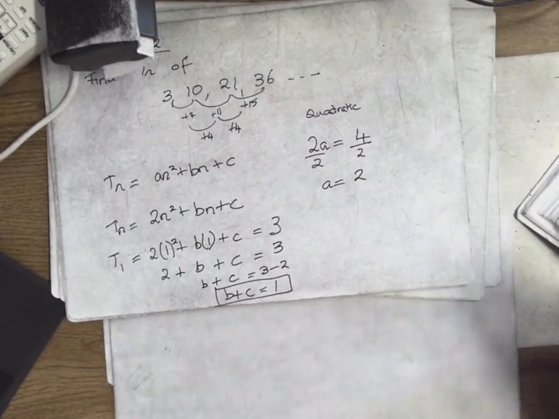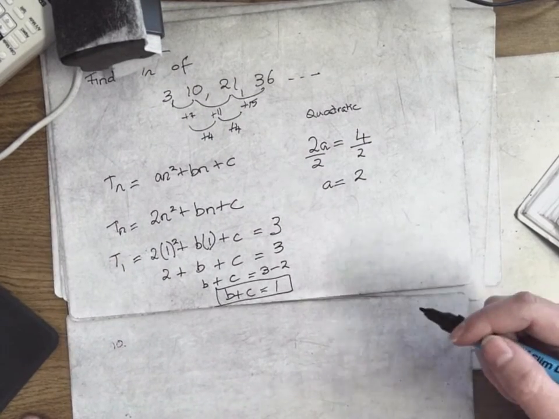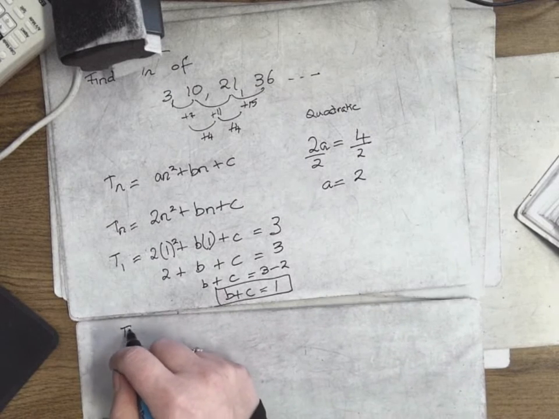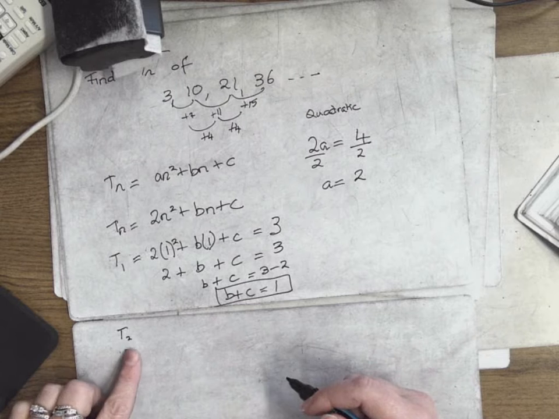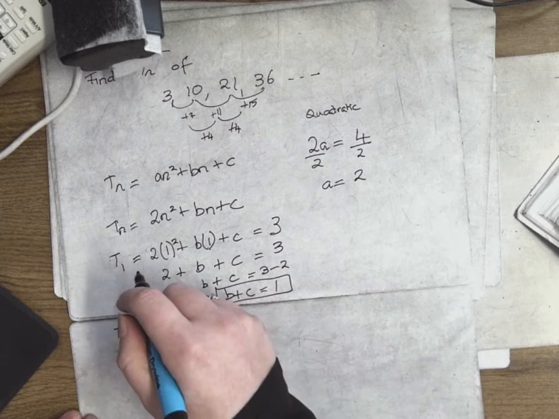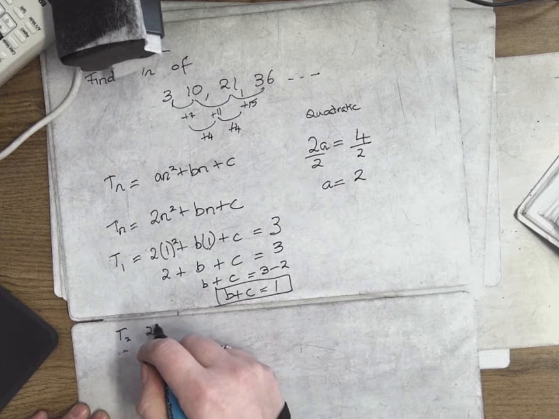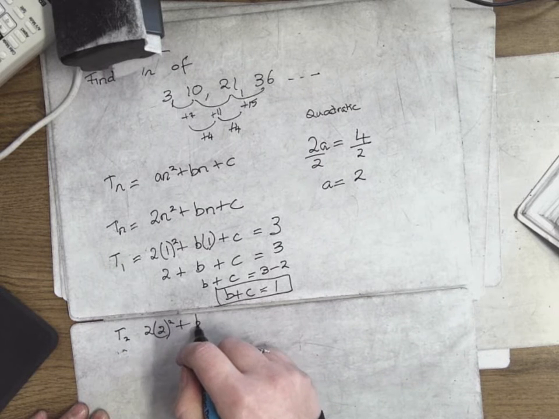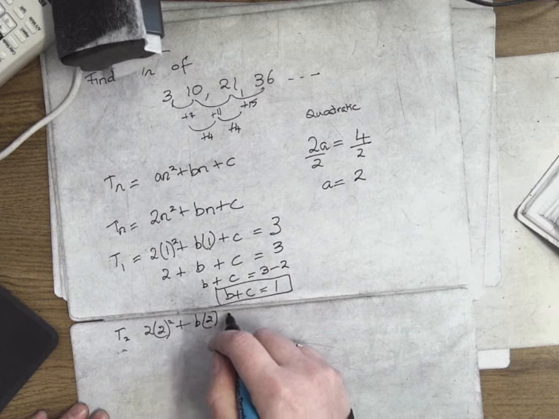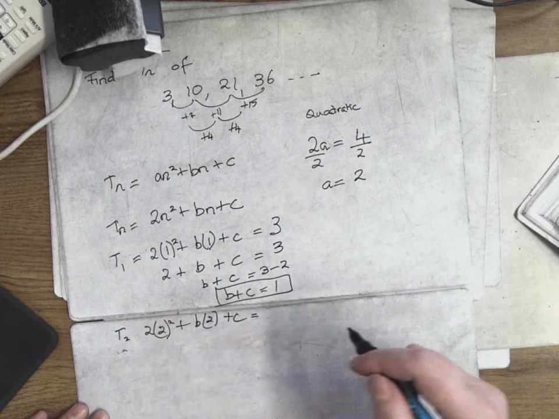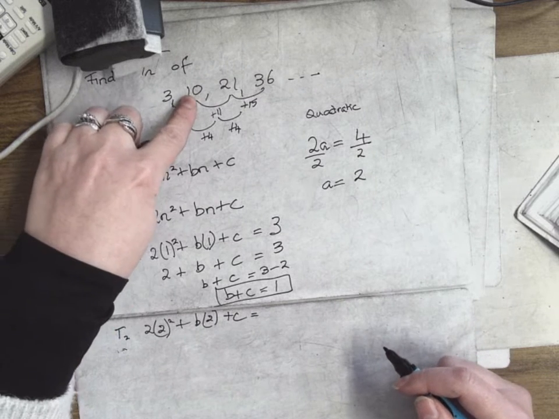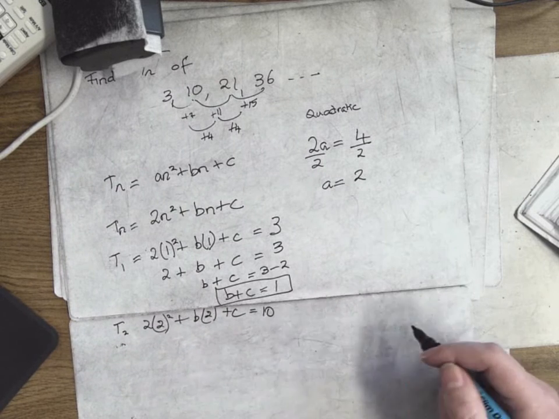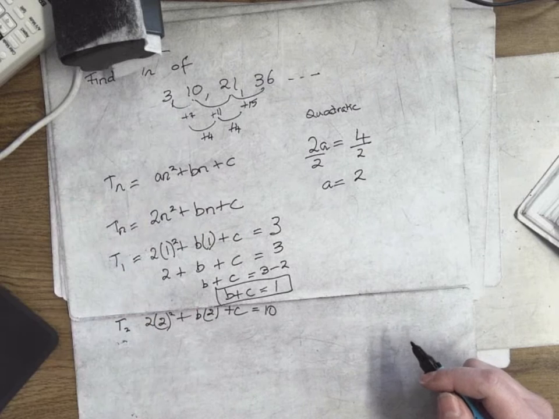Okay? So that's as far as you can go with that much. Okay? So then you have to go back up and you have to talk about term number 2 now. Right? So term number 2, okay, means everywhere I see an n, I'm going to put in a number 2, because it's term number 2. So 2 times 2 to b squared plus b times 2 plus c, but you know the answer is going to be 10, because term number 2 is 10.